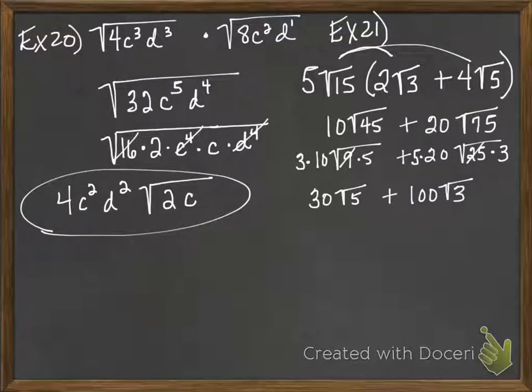Okay, so we have simplified the radicals. The next question is, can you add 30 square root of 5 with 100 square root of 3? No, you cannot add or subtract unless you have like terms. And the square root of 5 and the square root of 3 are not like terms.